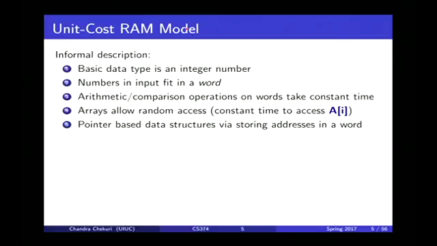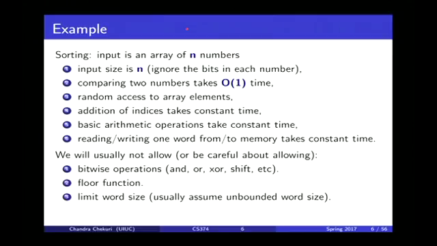And you also have these pointer-based data structures, right? Again, they are also under this assumption that I can store the address of what I want in one integer, and I can indirectly access that in constant time. That's what pointers are. Okay, so this is what we'll use roughly. All this can be done in constant time.